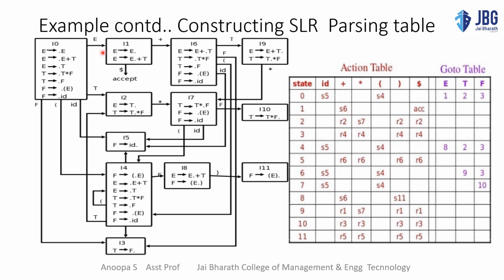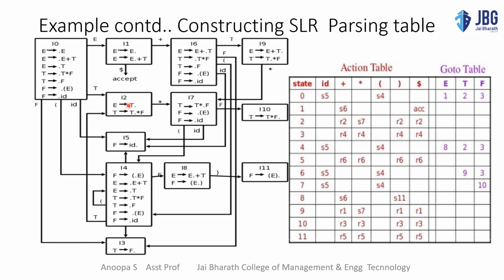Then the second condition, whether there is a dot at the end. Here there is a dot at the end, but this is the third condition, right? When there is a production of the form E dash giving E dot, on dollar we have to write accept. So state 1 on dollar we will write accept, since there was the production E dash giving E dot. There are no non-terminal symbols going from state 1, so there are no gotos.